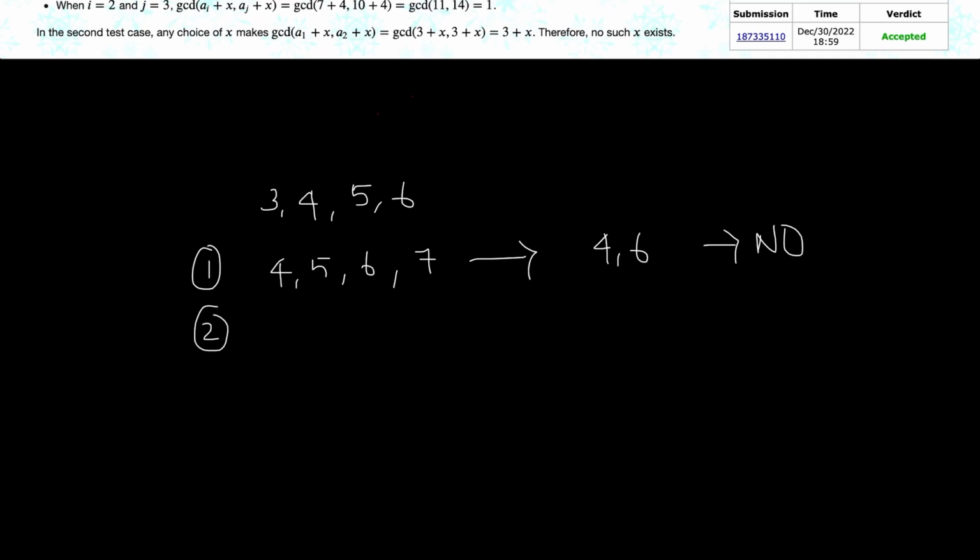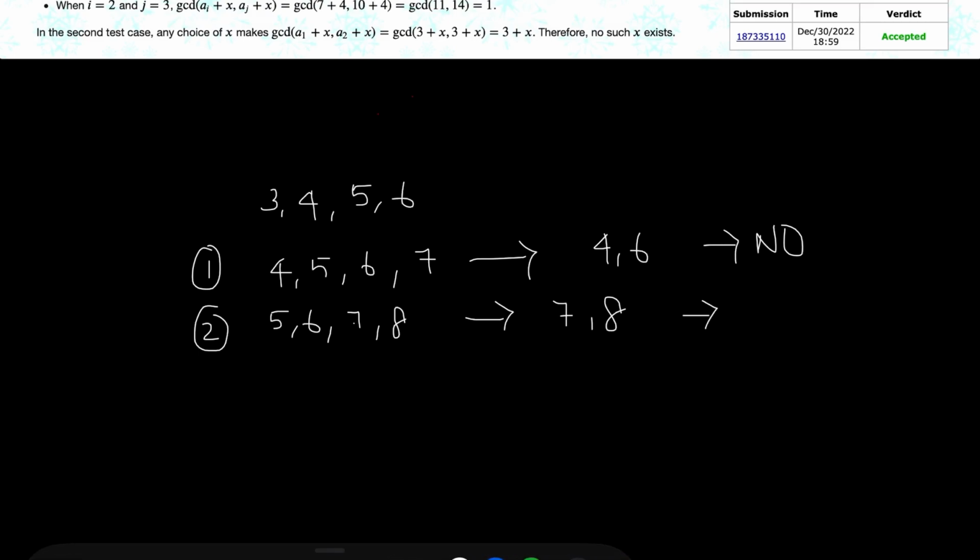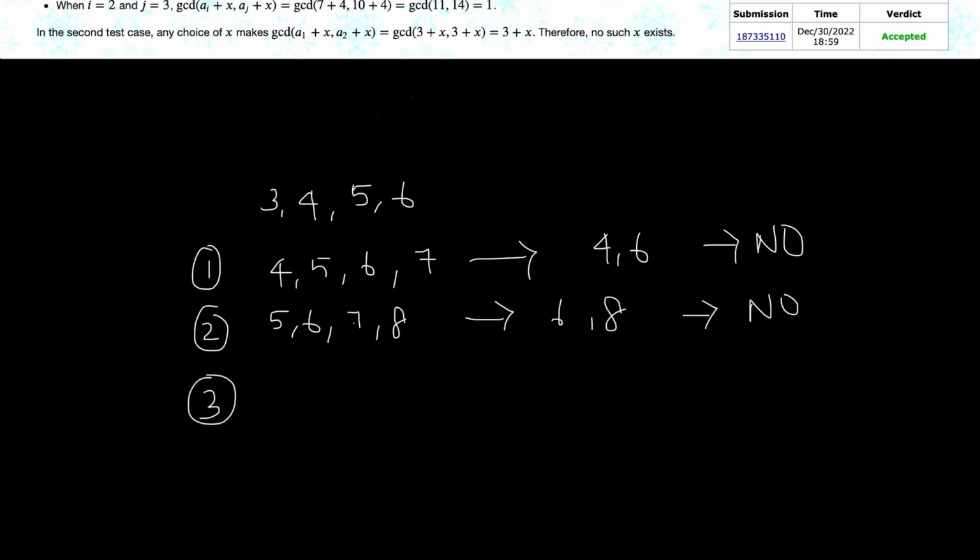Now if I add 2 to them, the numbers become 5, 6, 7, and 8. Here you can see that 6 and 8 have GCD as 2, and hence no. Now, if I add 3 to them, the numbers become 6, 7, 8, 9. So again we get 6 and 8. So this is again no.